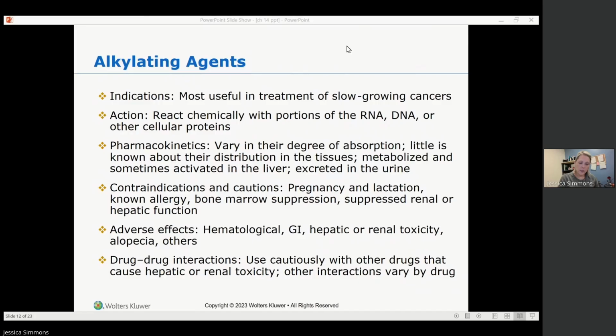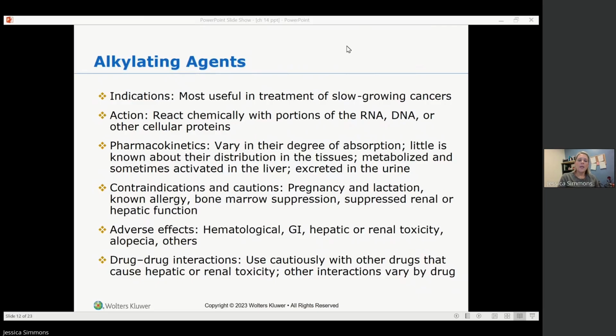Okay, so in your ATI book, alkylating agents starts on page 434. You have nitrogen mustards, nitrosoureas, and platinum compounds. Because of all of these different classifications and names, I'm going to let you know if I want you to know a specific drug name. Okay.